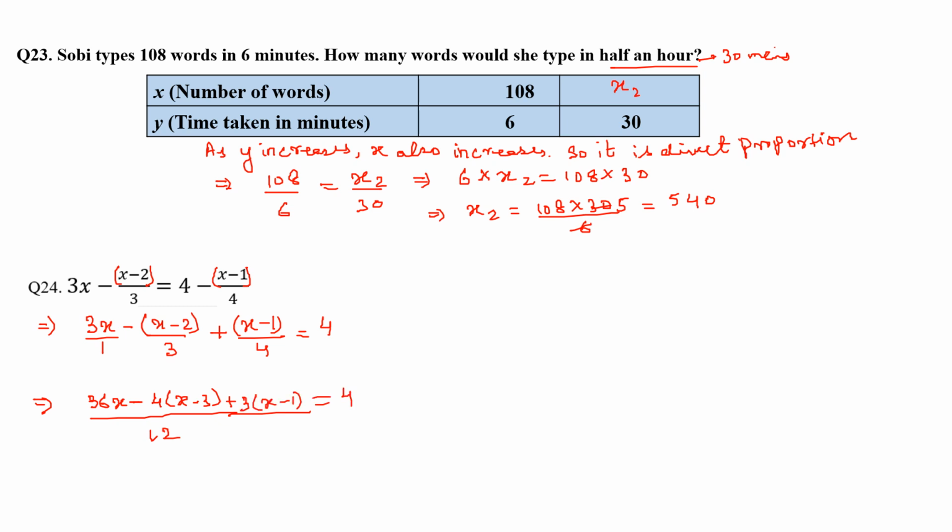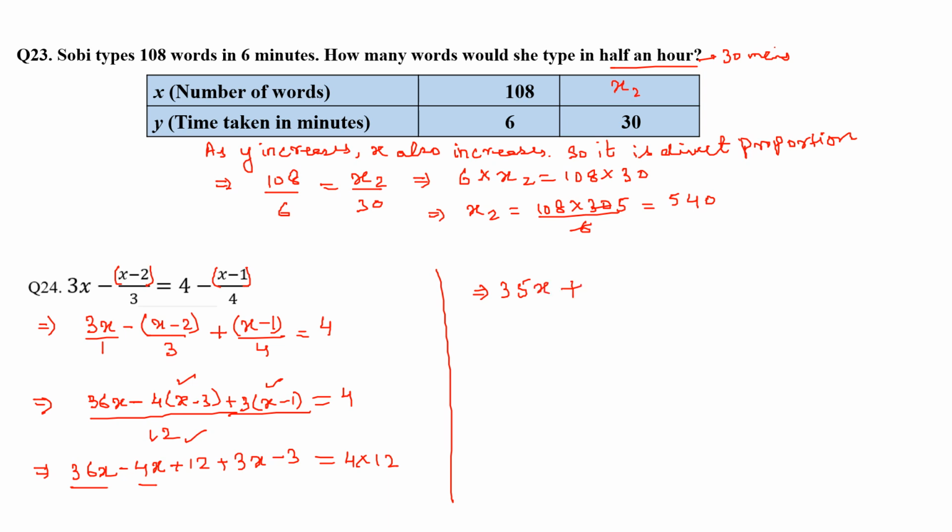Okay, now 36x. Now use the distributive property over here and here. So it will be minus 4x plus 12 plus 3x minus 3. And I am transposing this 12 to RHS, so it will be 4 into 12. Now next, group the like terms. So 36 minus 4 will give me 32 and 32 plus 3 will give me 35. So 35x plus 12 minus 3 is 9 equal to 48.